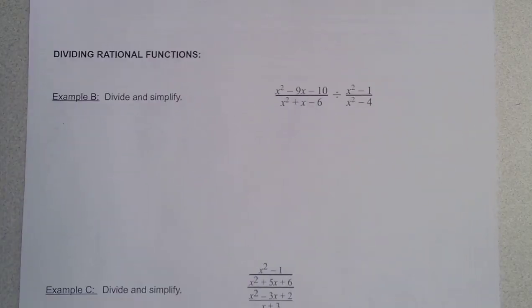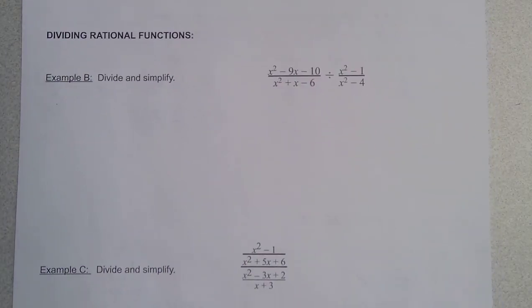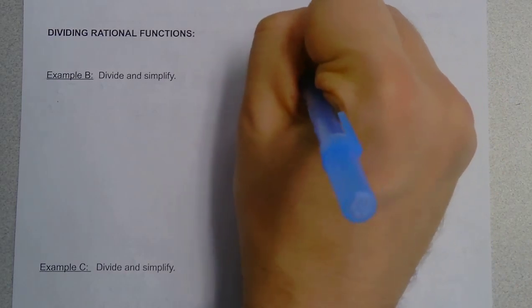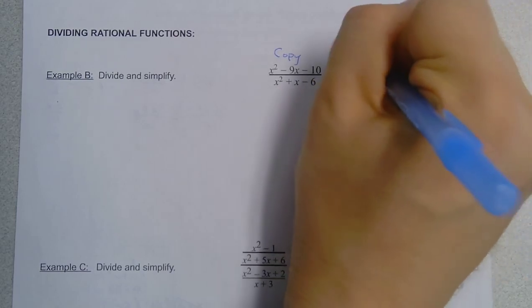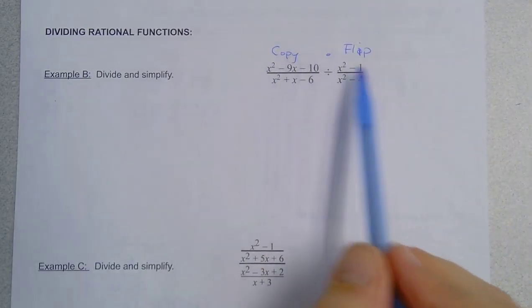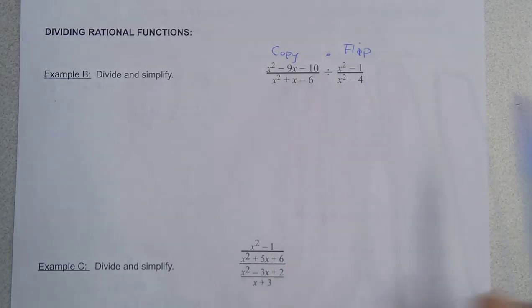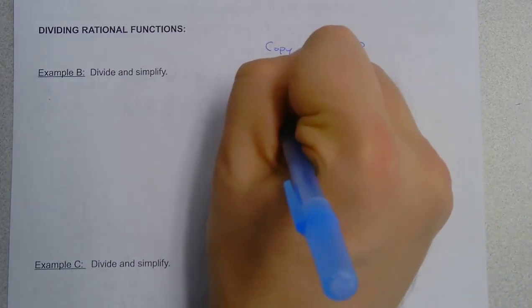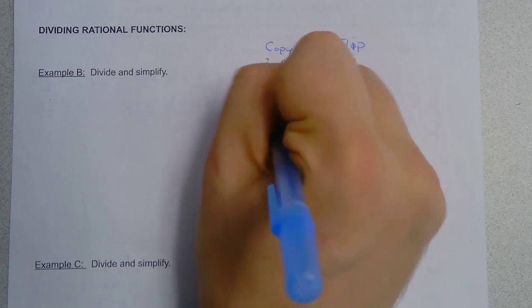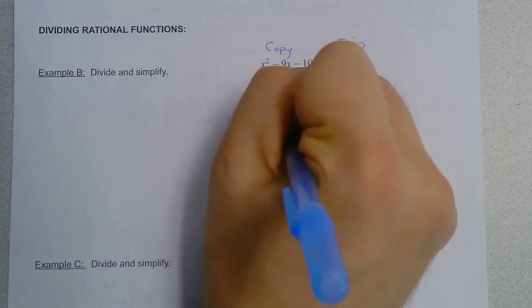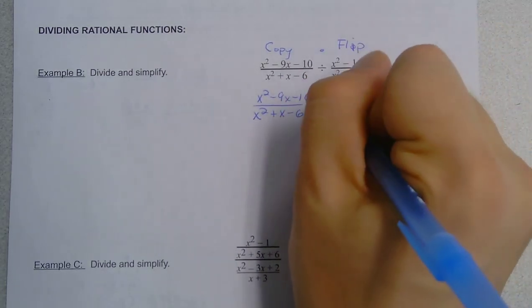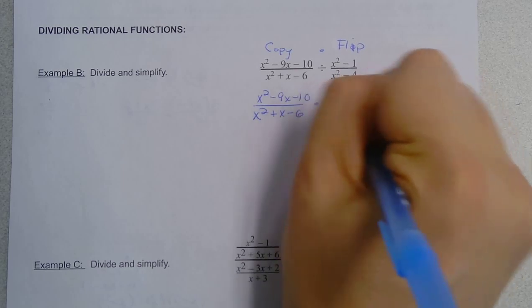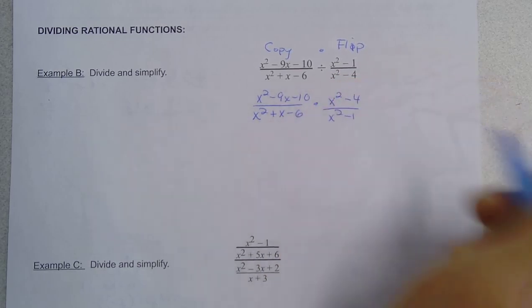So now that we've done multiplying, we're going to move on to a dividing example. So first, a lot of you learned in middle school the copy, dot, flip. I never wrote flop, my bad. Flip when you're dividing fractions. So we'll use that idea. We have x squared minus 9x minus 10 over x squared plus x minus 6. And then instead of dividing, we multiply and then flip. So we have x squared minus 4 over x squared minus 1.